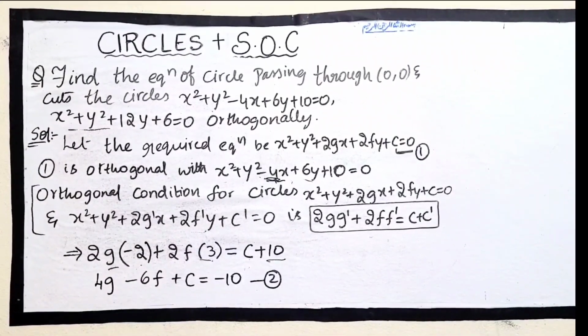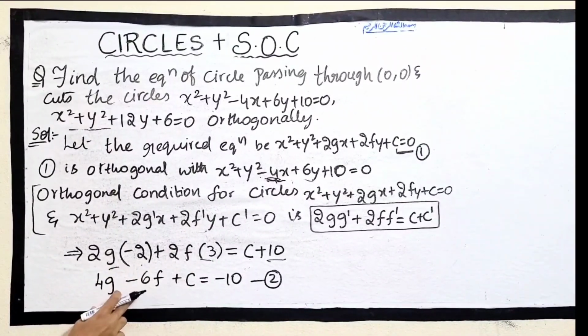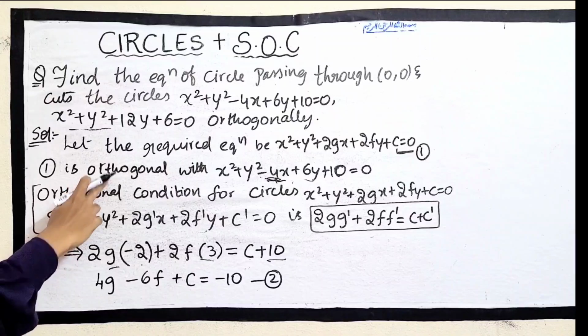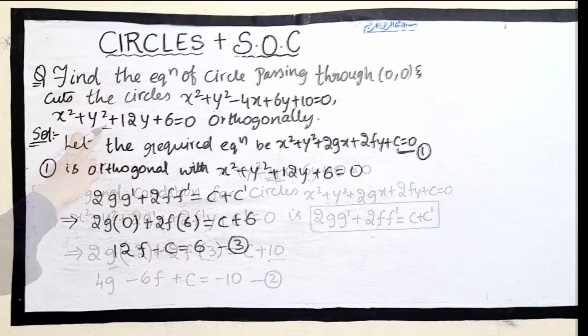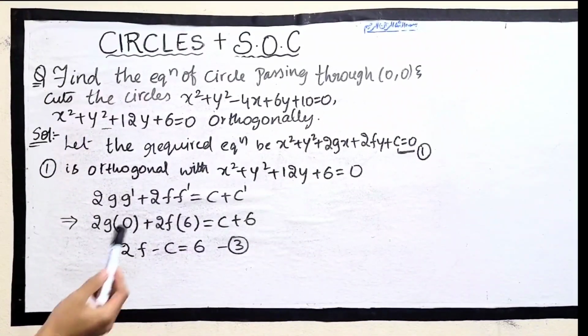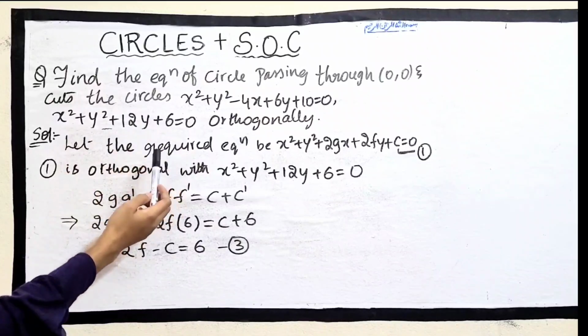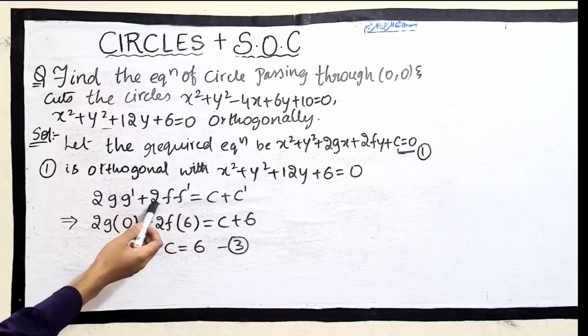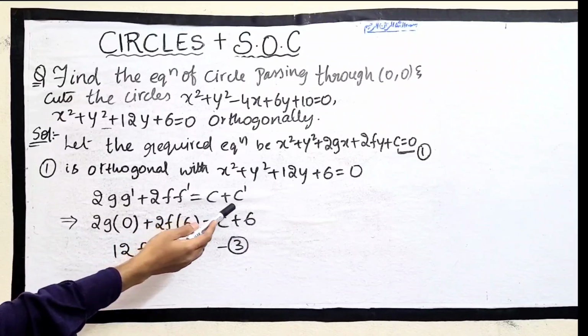On further simplification, you will get 4g minus 6f plus c equal to minus 10; I multiplied, simplified and took the minus as common. So I got equation 2. Similarly, you have to check the orthogonality condition with the second circle also. Let us apply the same condition for the second circle with the standard equation: 2gg dash plus 2ff dash equals c plus c dash.